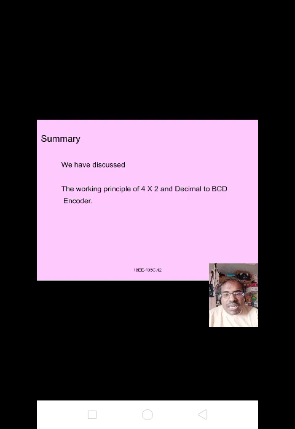Summary. We have discussed the working principle of 4 into 2 as well as the decimal to BCD encoder. Also we learned about the logic circuit of 4 into 2 encoder, what is meant by encoder, and the need for the encoder. Now we have drawn the logic circuit of decimal to BCD encoder, the truth table of decimal to BCD encoder and the working condition of decimal to BCD encoder.